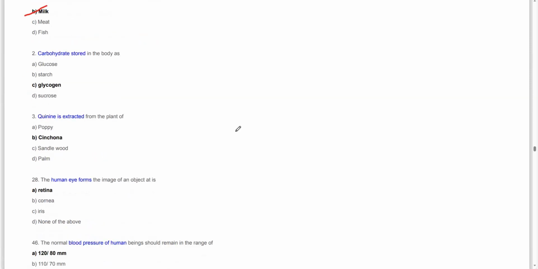Moving on to the next question, 2018. Which is the most balanced diet? Milk is the most balanced diet among the options given. Moving on, carbohydrate is stored in the body as glycogen.